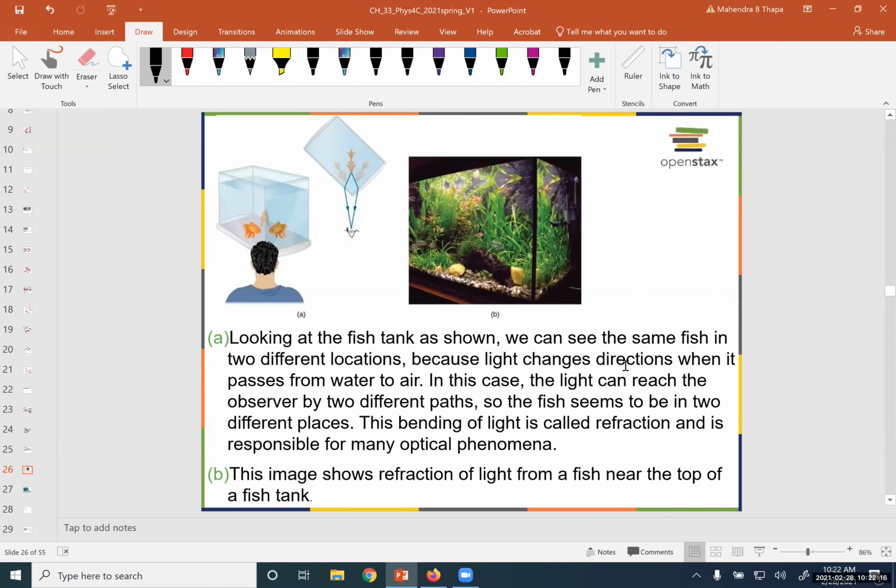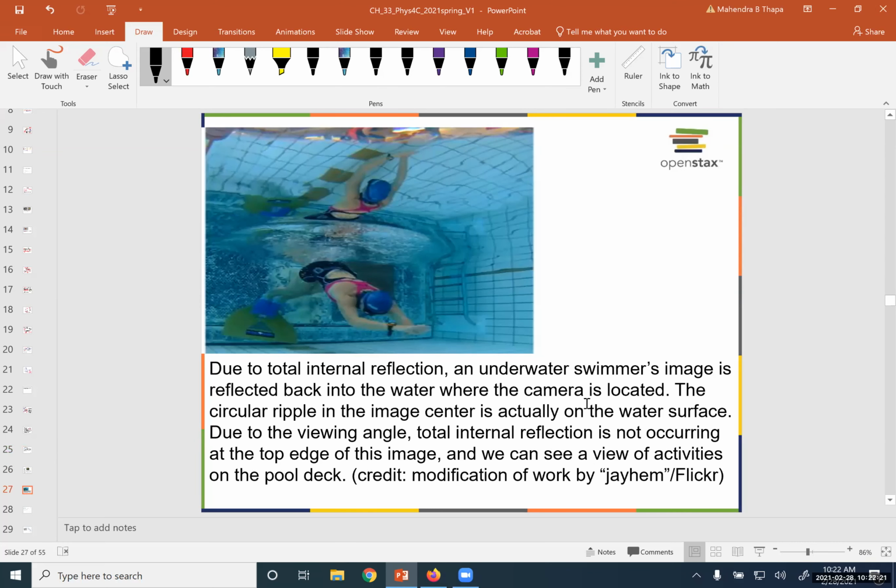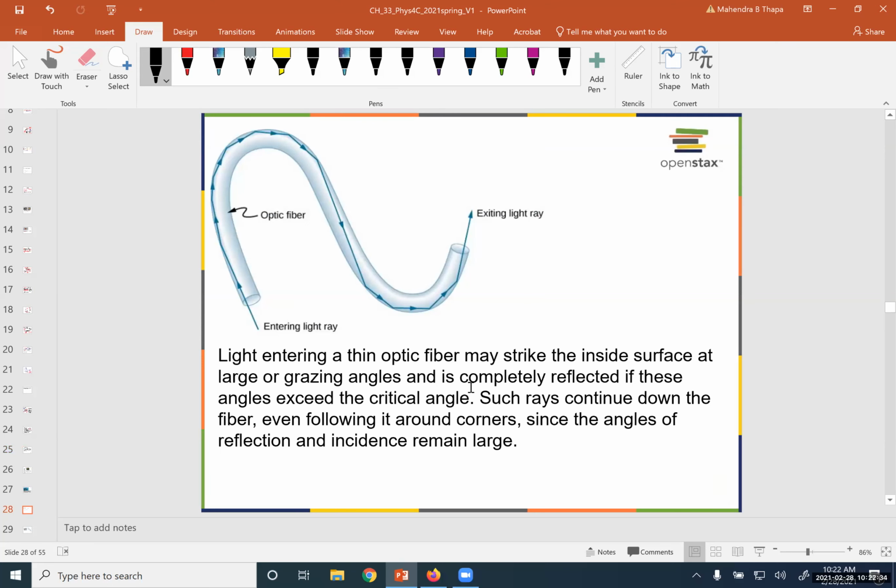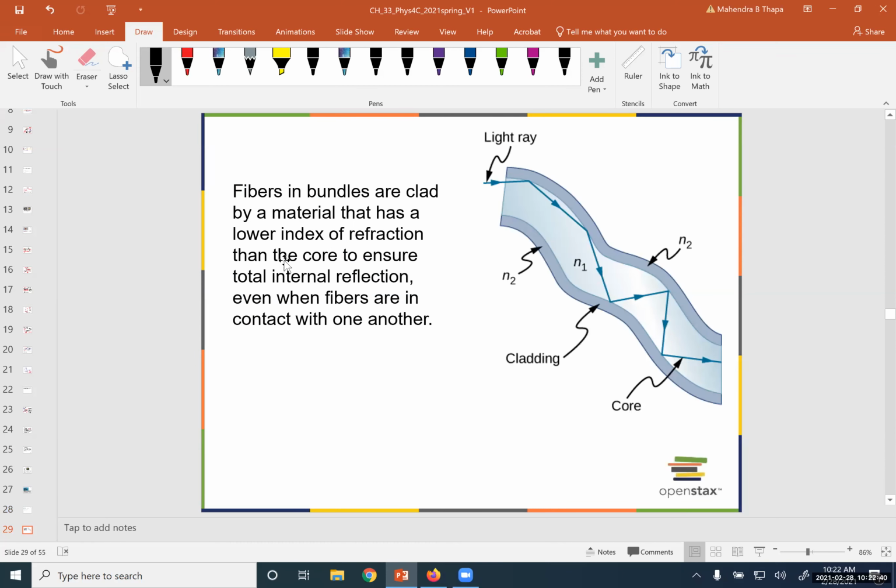This is the example of the reflection. Okay, and other examples we can see of the total internal reflection: the underwater swimmer image reflected back into water where the camera is going to be located. In optical fiber, we use the concept of total internal reflection. So what will happen in optical fiber, this medium is the denser medium, and the coating layer, this is the rarer medium.